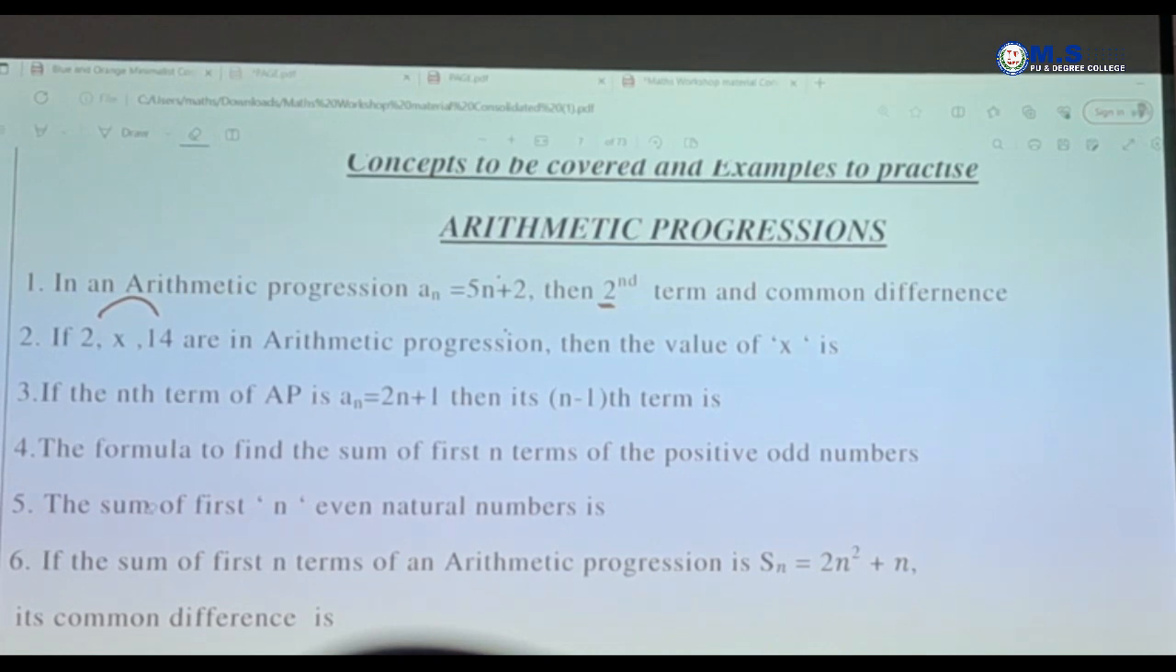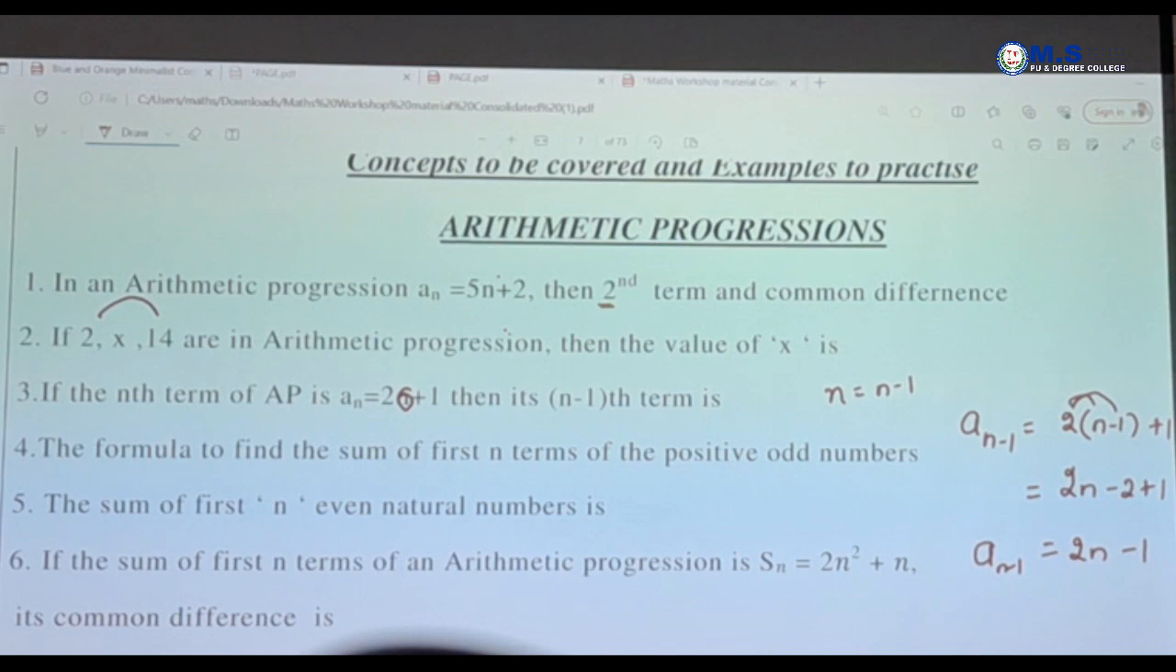If the nth term of an AP is an equals 2n plus 1, what is the n minus 1 term? That means what is the value of n here? n equals n minus 1. Okay? Replace n by n minus 1. Therefore, an minus 1 equals 2 times n minus 1 plus 1. Now 2 into n is 2n, 2 into 1 is minus 2 plus 1. 2n minus 2 plus 1 is minus 1. Therefore, an minus 1 equals 2n minus 1. Can you carry on for n plus 1? Replace n by n plus 1. It is 2n plus 3.